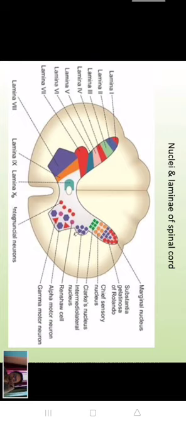From where to where in the spinal cord? Not in all segments of spinal cord. In which segments of spinal cord is the lateral horn cells intermediate nucleus present? How many segments are there in spinal cord? From T1 to L2, yes. T1 to L2, intermediate nucleus, right?